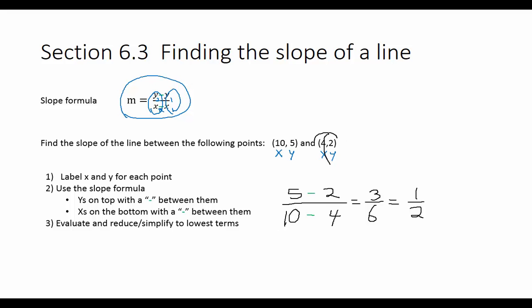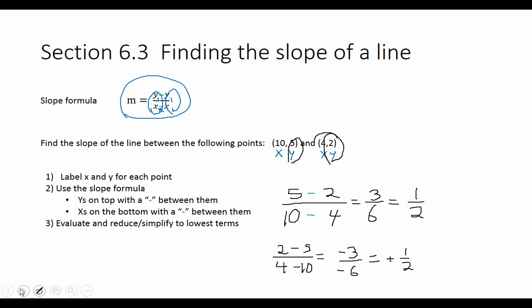So let's see if we can do that again, starting with the 4 and the 2. So I'll start with my y values first, the 2 and the 5, and I will do 2 minus 5. And then on the bottom, I would have the 4 minus the 10. And you'll notice that 2 minus 5 now is going to give me a negative 3. Uh-oh, looks like we have a problem. I'm getting a different answer. But it balances out because 4 minus 10 on the bottom is going to give me a negative 6. And when I reduce this, a negative divided by a negative will give me a positive answer. And so I still get positive 1/2 in lowest terms.